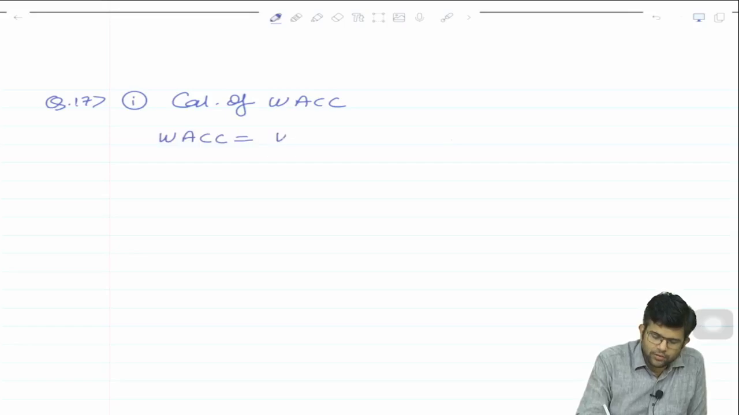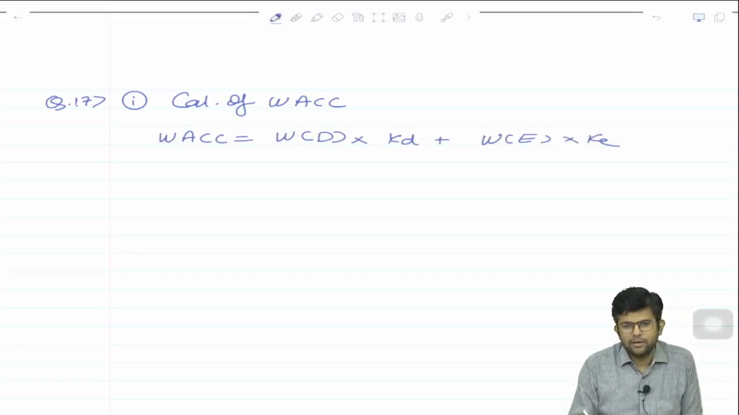WACC is equal to weight of debt into KD plus weight of equity into KE. Like that is okay, or you want a table? This is okay, na? Whatever is less troublesome. Don't disturb us. We are already disturbed.